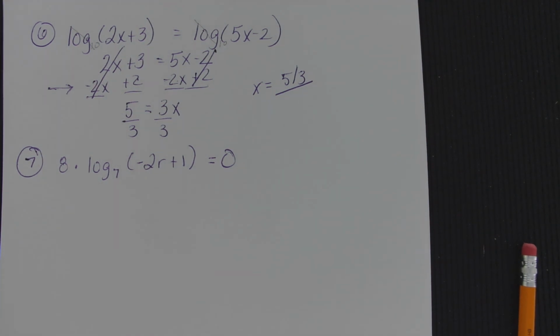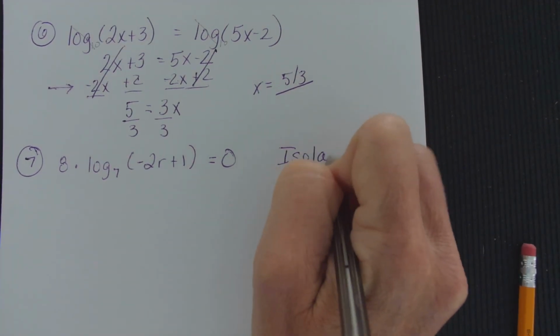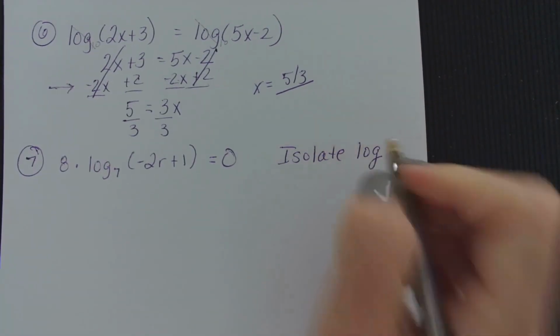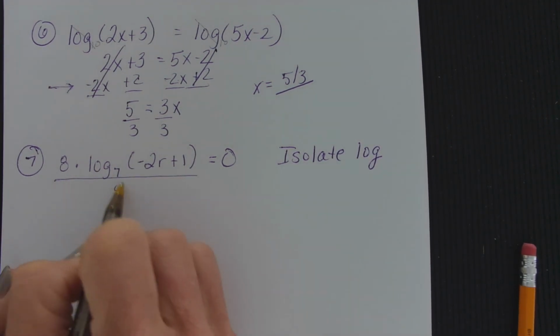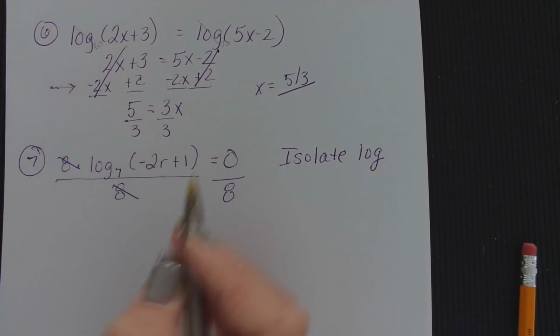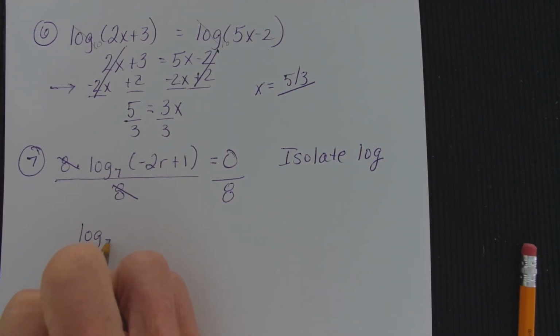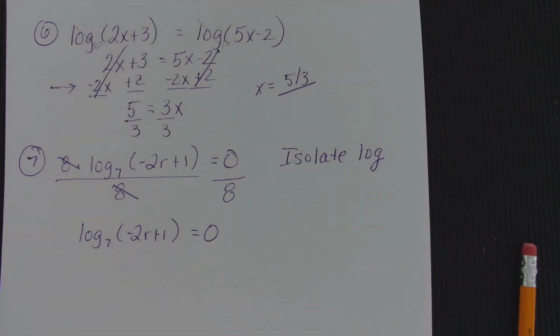So this one, we don't have matching logs, so we need to convert from log form to what form? Exponential. Now, you need to isolate your log. What is in the way out front? The 8. So we need to divide by 8. What you do on one side, you do on the what? Other. Cross out these 8s. Log base 7, negative 2r plus 1. What's 0 divided by 8? 0.